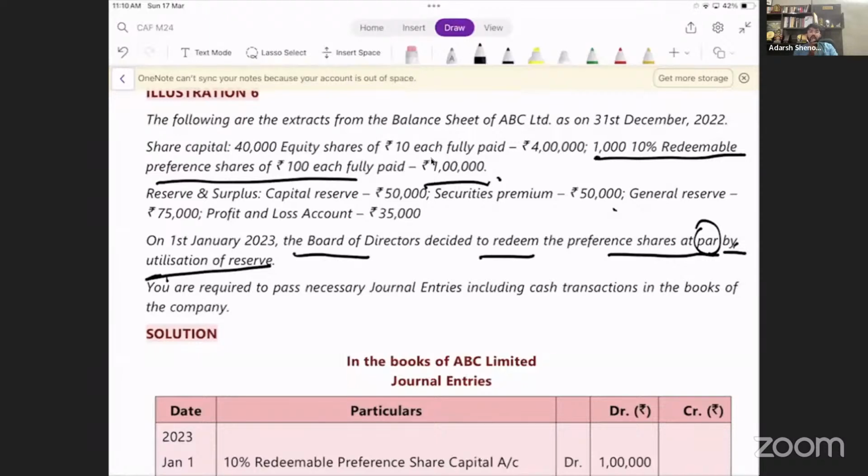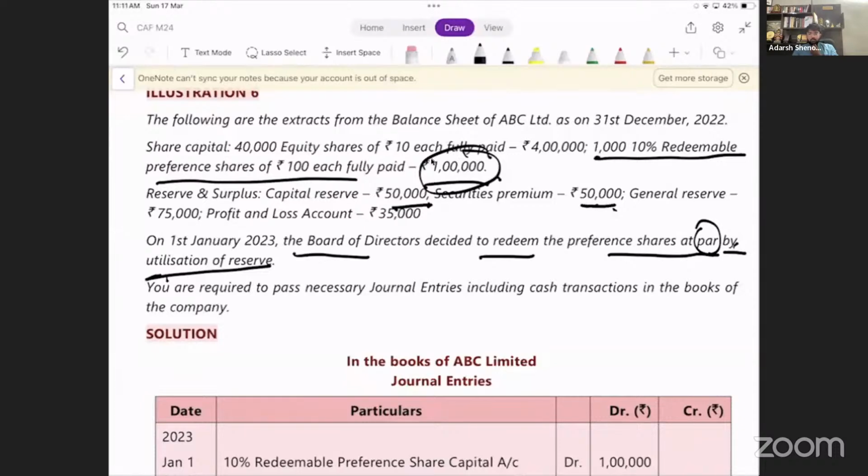So in this question, they're going for the second option. They're not going to do a fresh issue. They're utilizing the free reserves. That means they're going to create CRR. What is the face value of the shares being redeemed? 1 lakh. So we have to create a full 1 lakh CRR. Let's see if we can create 1 lakh CRR. To create 1 lakh CRR, we need free reserves of 1 lakh. So capital reserve is not a free reserve. It's not distributable as dividends. Security premium is not a free reserve.